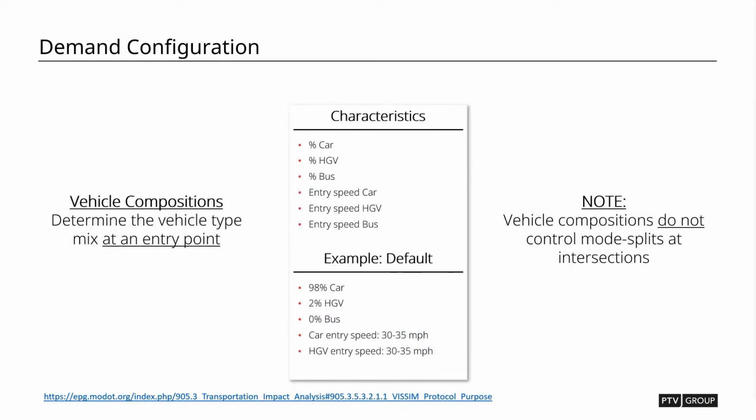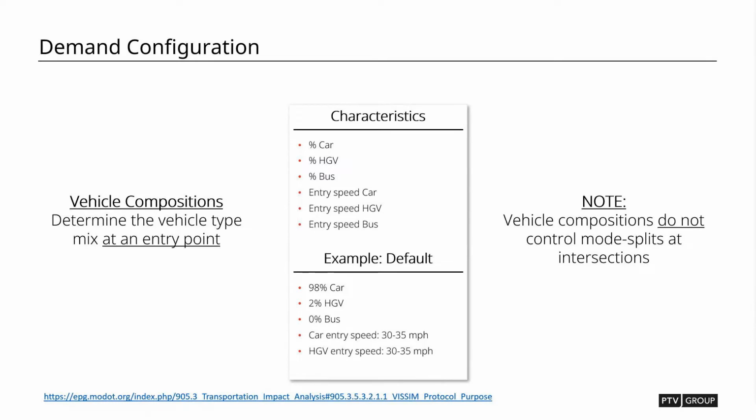Vehicle composition is just the mix of vehicle types at an entry point into the network. This vehicle composition does not define the fleet mix throughout the entire model, but just at those boundary points where the flows of vehicles are coming in. That's very important to remember.